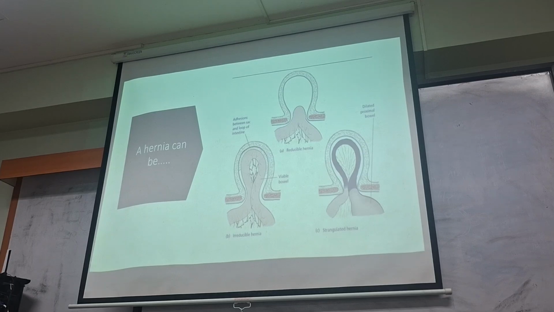So a hernia can be reducible, incarcerated, or strangulated. So reducible, balik-balik na siya. Incarcerated would mean that it gets trapped within the defect. So the contents are there, but the vascular supply has not been compromised yet. For a strangulated hernia, the vascular supply has already been compromised.